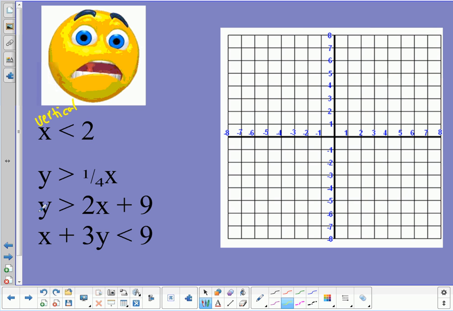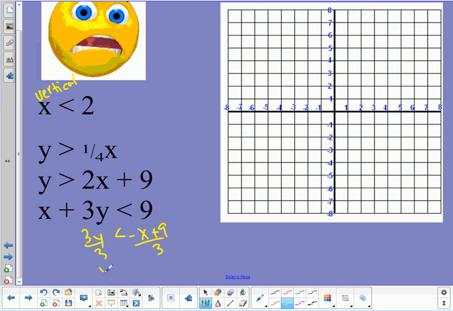Okay. And then the next one down, y is greater than 2x plus 9. That one's already set. This one I need to do some work to. I'm going to subtract x, so that's 3y is less than negative x plus 9. And then divide by 3. And I have y is less than negative 1/3 x plus 3. All right, 4 lines to graph.